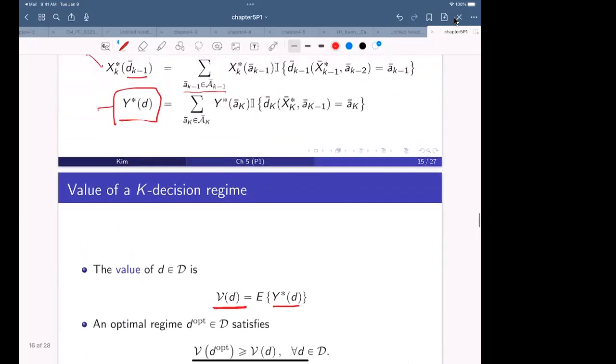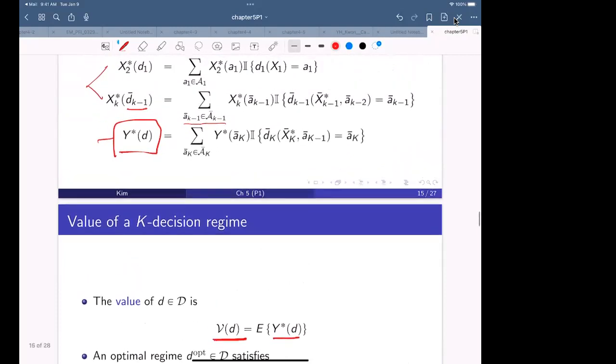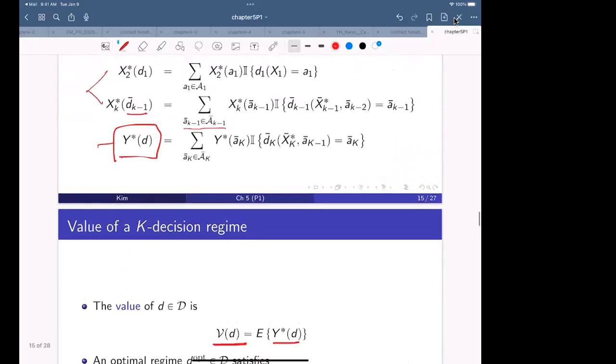So the definition of Y star d. Capital K is like the endpoint. It depends also on the potential action. So the evaluation must be complicated. Yeah, that's right.